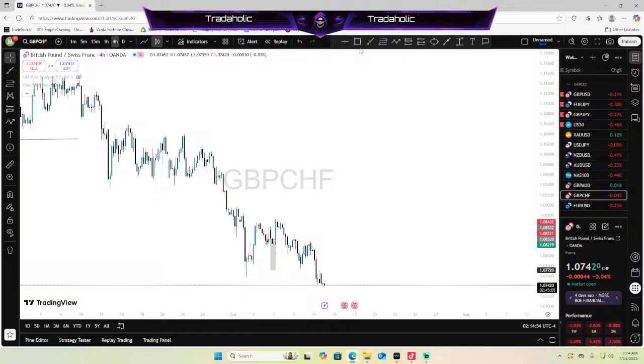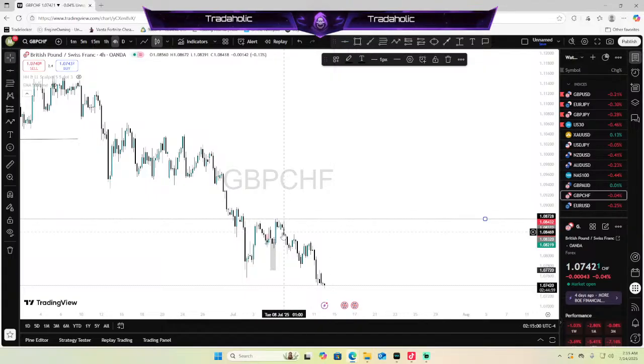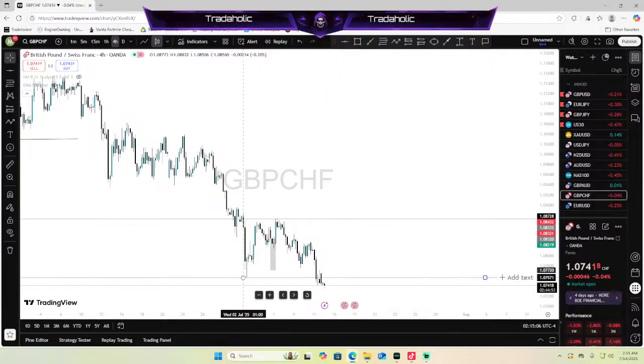To factor out what are the important levels versus what are the ranging levels, I mark off the most recent lower high, which was the push that created this new low, and the previous low. And that will give you an overall range.